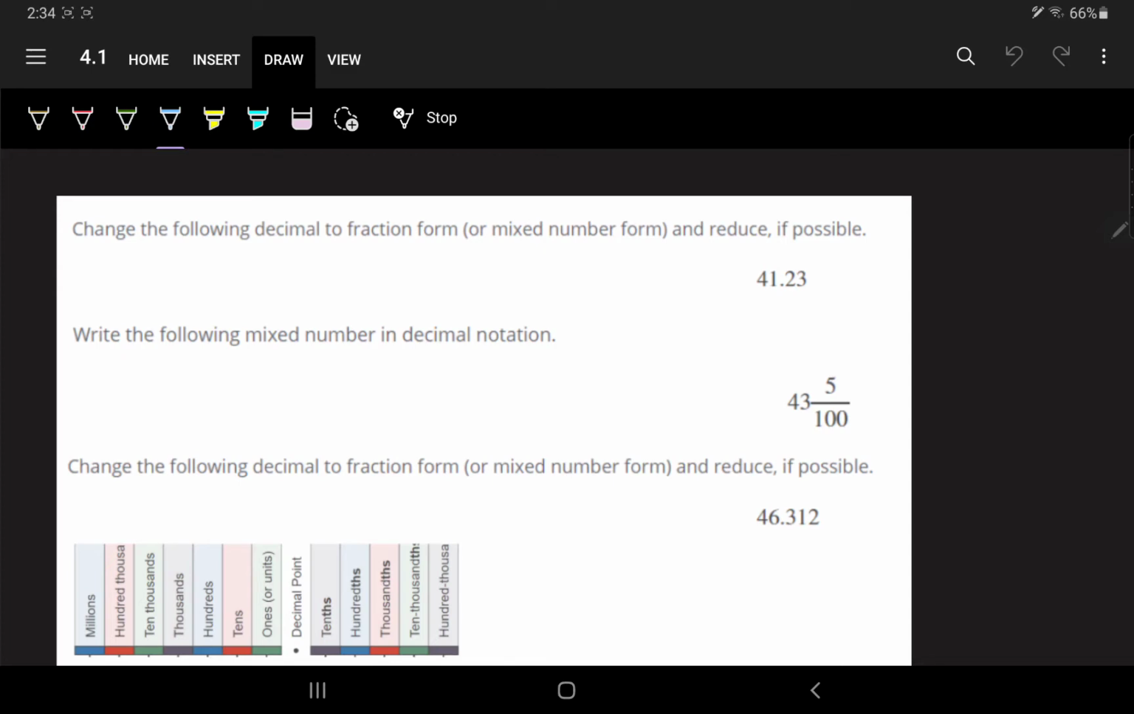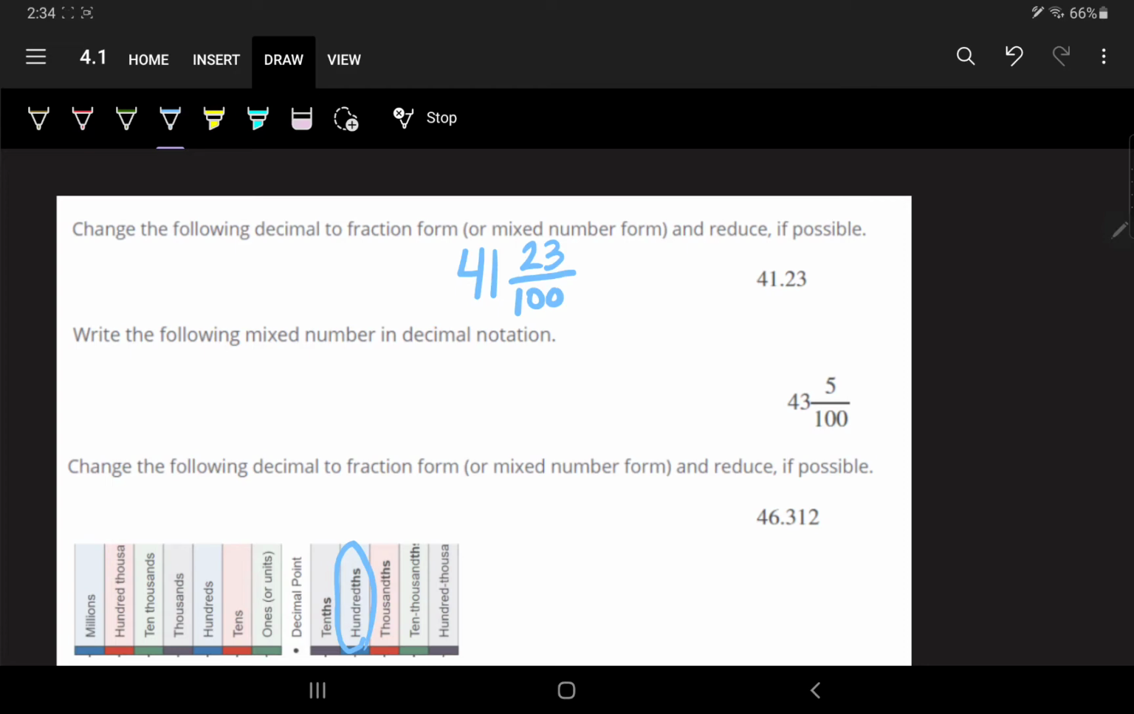If you look at this, and I've brought this image back in so you can see, there are 2 decimal places. So 2 decimal places lands us on the hundredths. That's how I'm going to write it then. I'm going to write 41, and they want me to write it as a mixed number. I have this whole number that's 41, but then I also have a fractional part. I have 23 hundredths. So I'm going to write 23 hundredths.